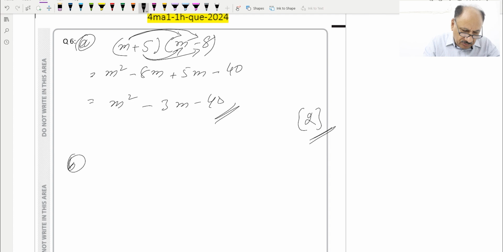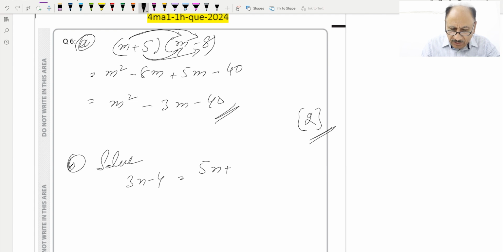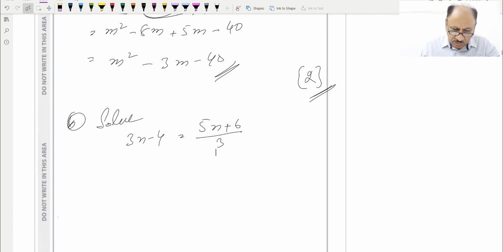Now B part is this one, and they are saying solve. 3n minus 4 is equal to (5n plus 6) divided by 3. So this is an algebraic equation we need to simplify, and we can write over 1, then cross multiply this by this one. So 3 into 3 is 9, 9n minus 12 is equal to 5n plus 6.